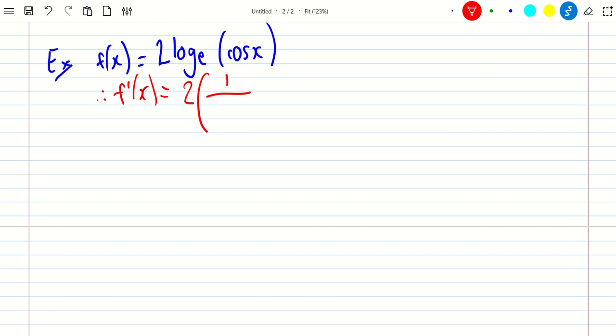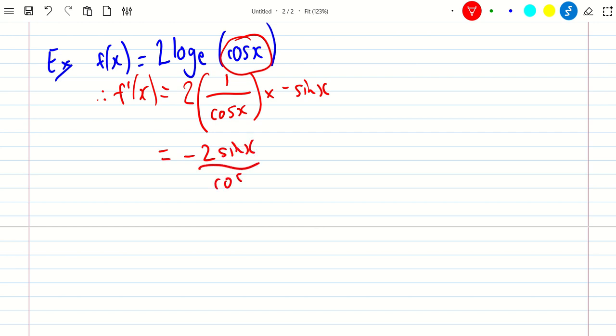It's 1 over that inside function, so cos x goes here. And then we need to times it by the derivative of that cos x function. The derivative of cos x is negative sin x, and that's everything I need to do. And so we've got negative 2 sin x over cos x. Okay, that's all it is.